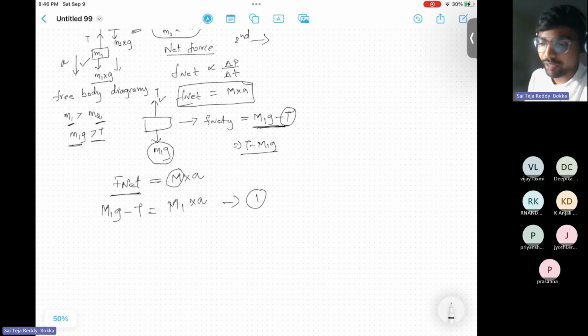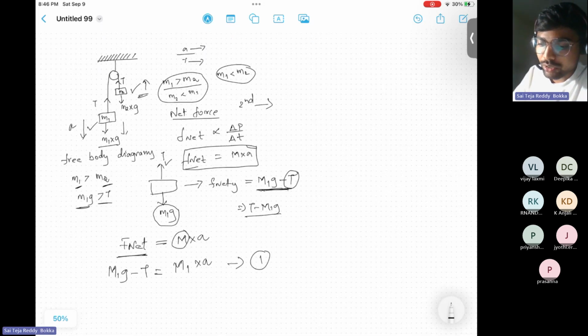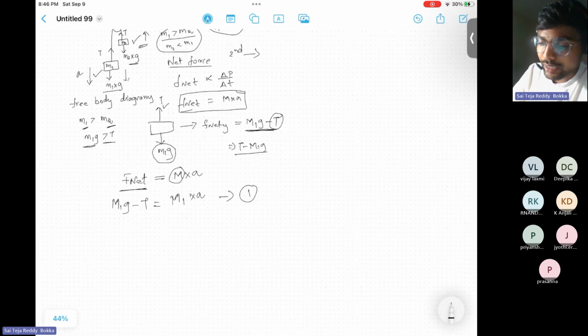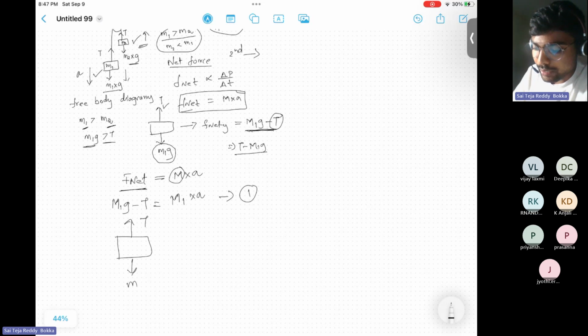So here, this might be equation 1 now. We have to consider another equation. So how could you draw? We have to draw the free body diagram for M2 now. So what is the free body diagram now for M2? This will be T and this will be M2G. So here T is greater than M2G.